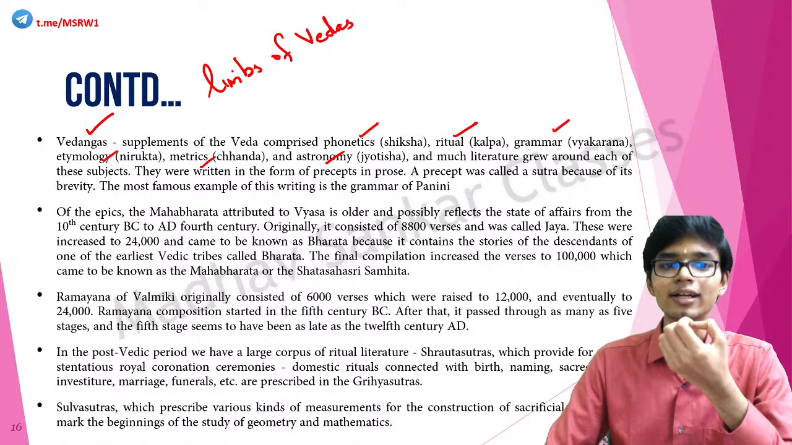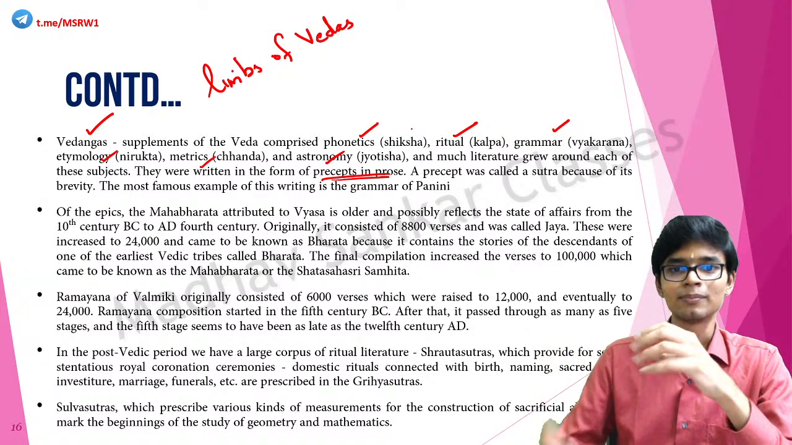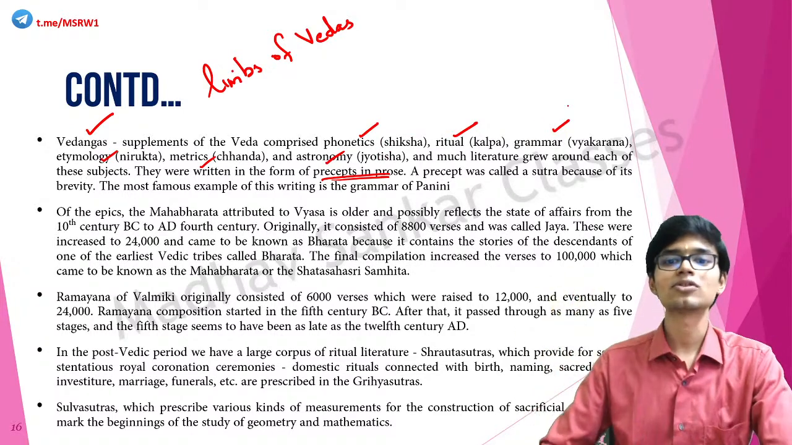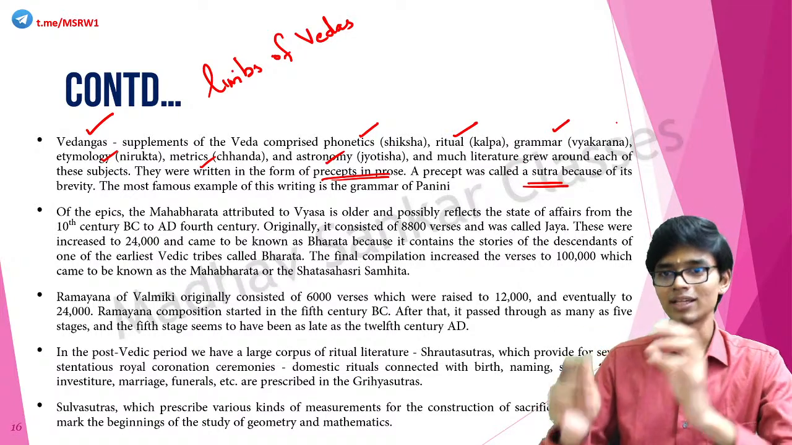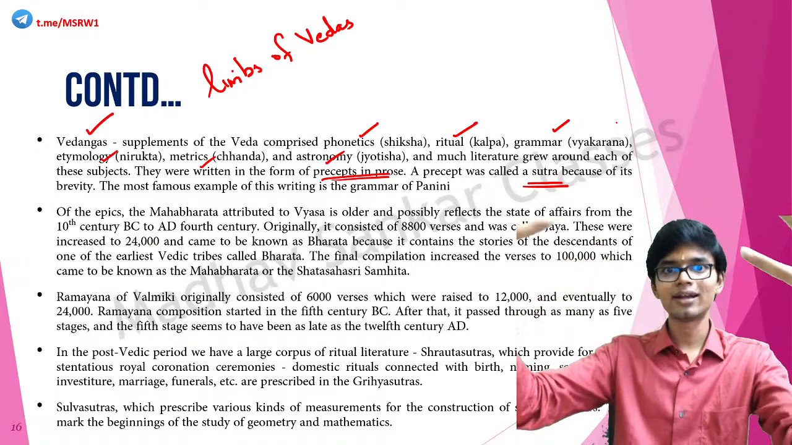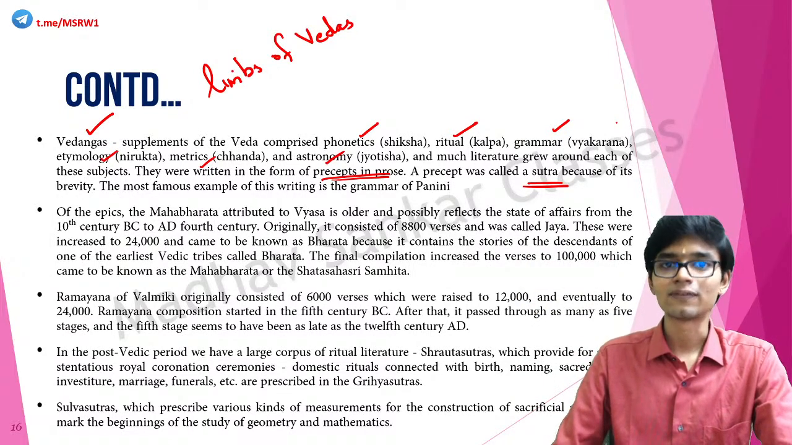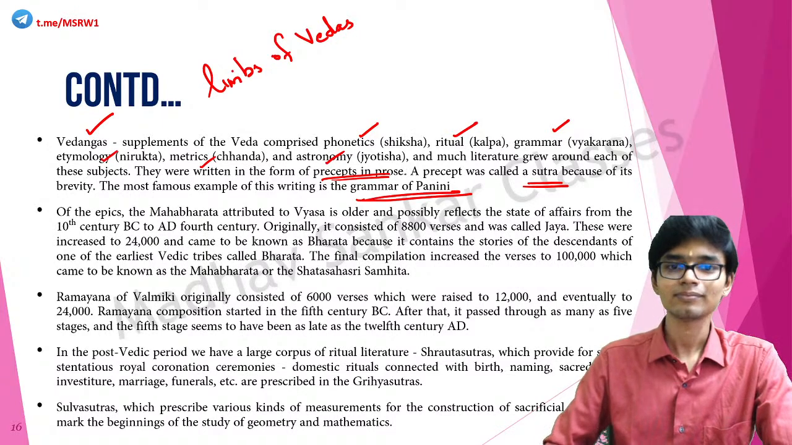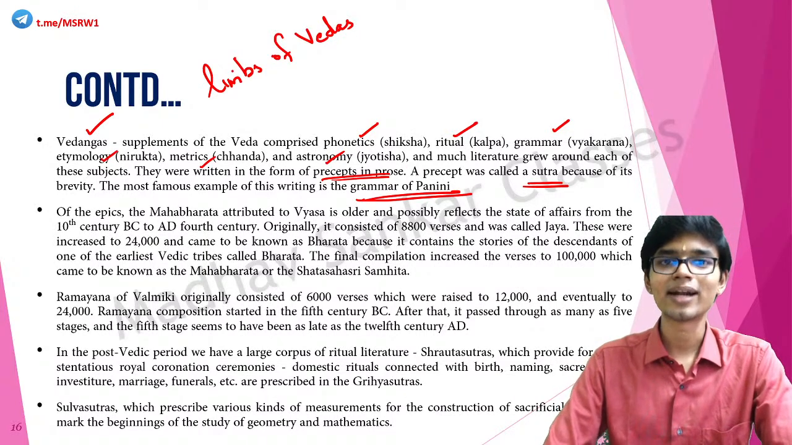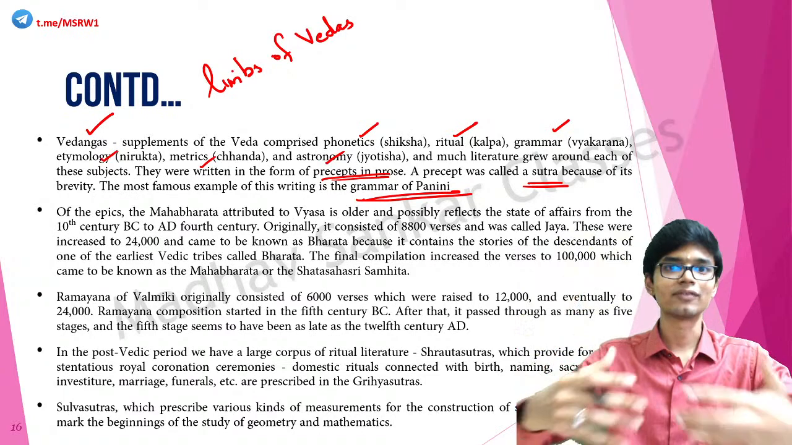Clear? And they were all written in the form of precepts in prose. What is a precept? In ancient India, a precept was called a sutra, because of its brevity. It's a very concise thing, and it is used for understanding the bigger picture of Vedas. The most famous example of this writing is the grammar of Panini. Once you understand these precepts, these sutras, it will be easier for you to understand the bigger picture conveyed through Vedas.